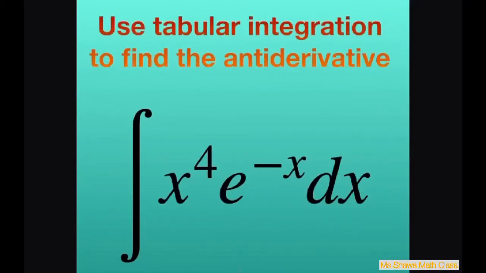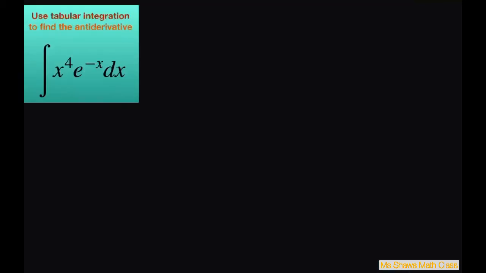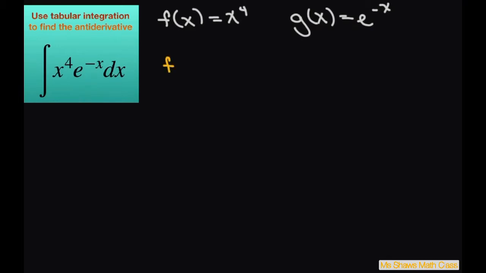Everyone, we're going to use tabular integration to find the antiderivative of x to the fourth power times e to the negative x dx. So what we're going to do is let f of x equal x to the fourth, and we're going to find its derivatives. We're going to let g of x equal e to the negative x power, and we're going to find its integrals.